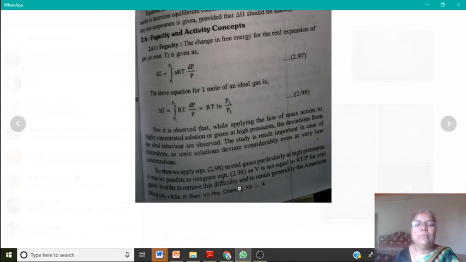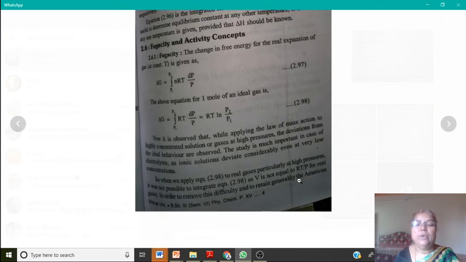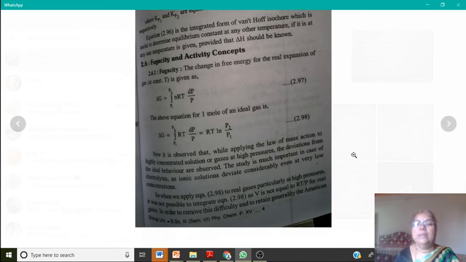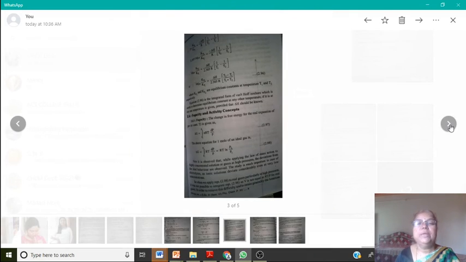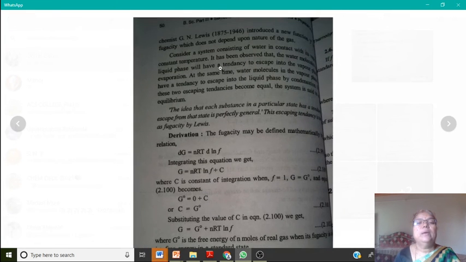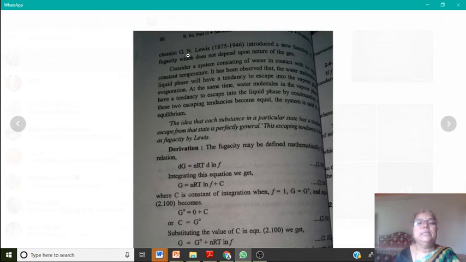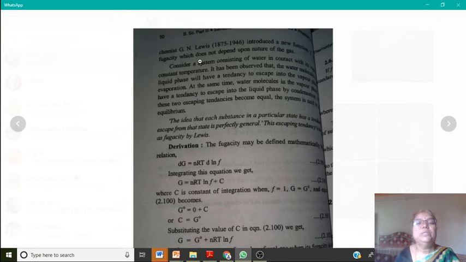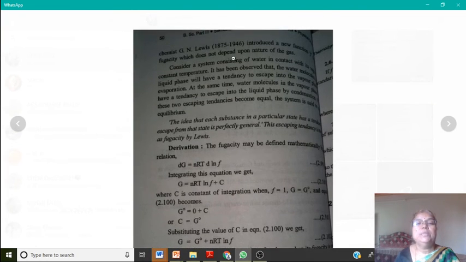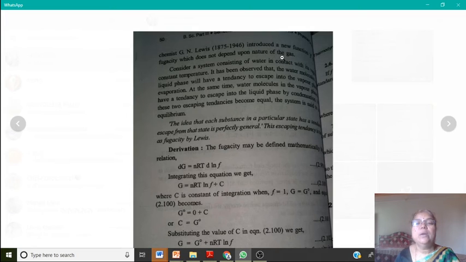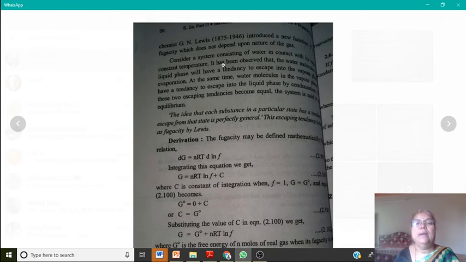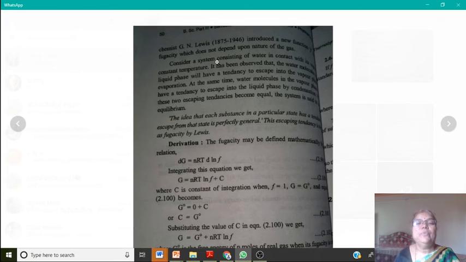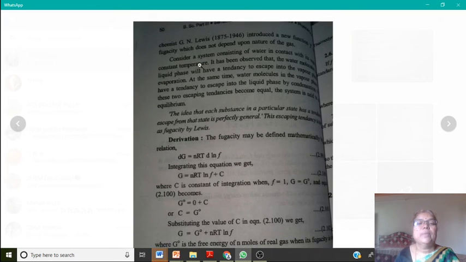In order to remove this difficulty and to retain the generality, the American chemist G.N. Lewis introduced a new function f, which is known as fugacity, which does not depend on the nature of the gas. And here the concept of fugacity is made clear.